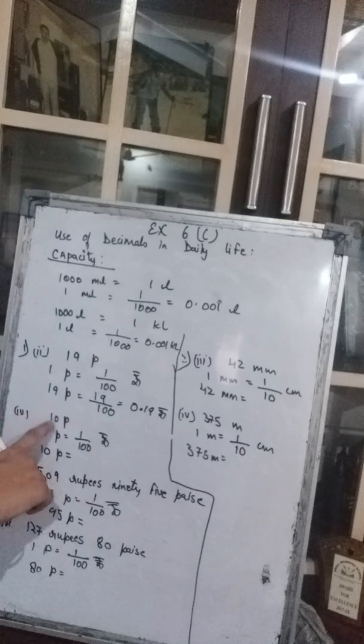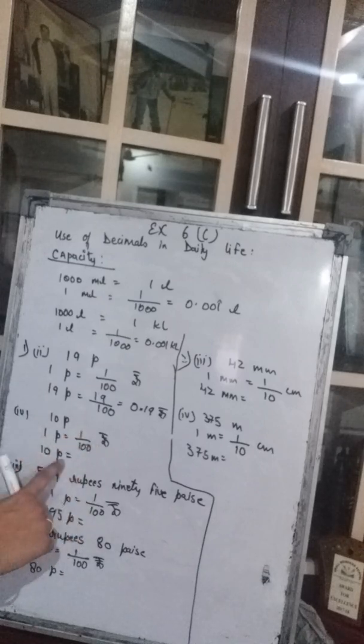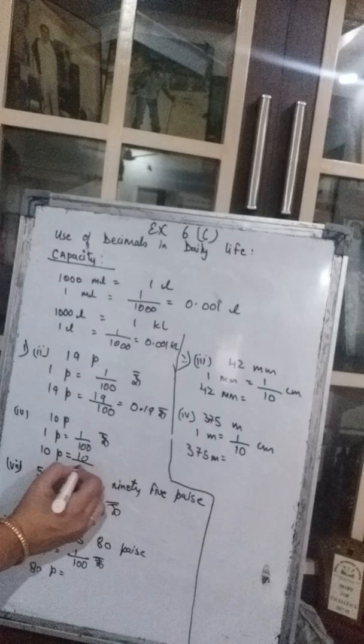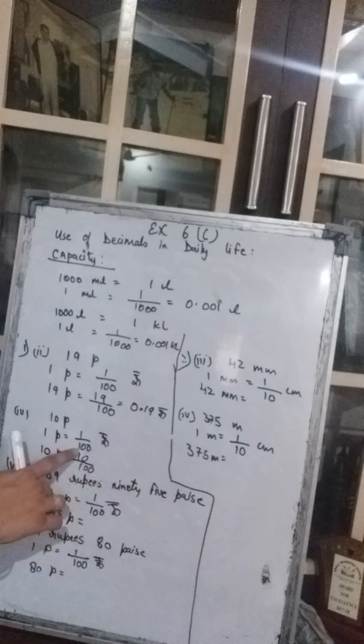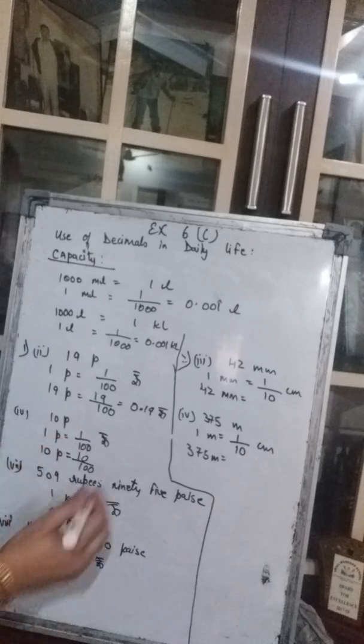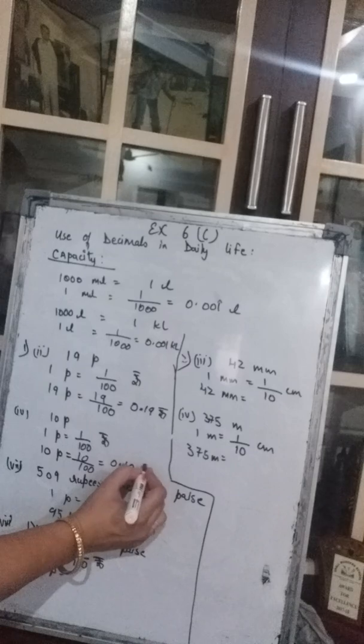Fourth part. Now it is 10 paisa. We have to convert it into rupees. 1 paisa is equal to 1 upon 100 rupees. So 10 paisa will be equal to 10 upon 100. How many zeros are there? 2 zeros. How many digits are there? 2 digits. No need to add 0. So it will be 0.10 rupee.